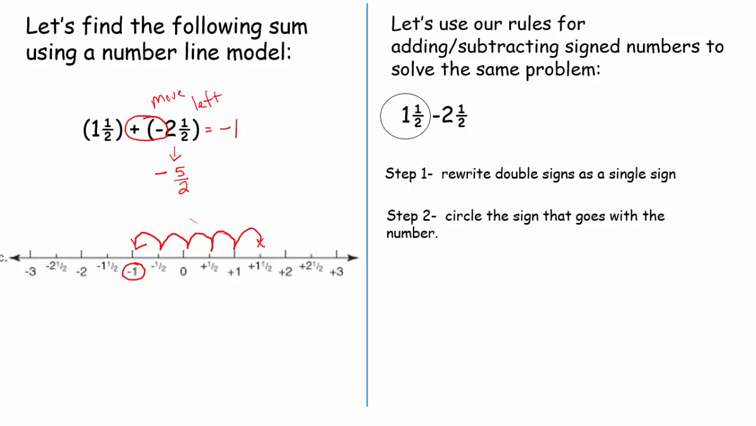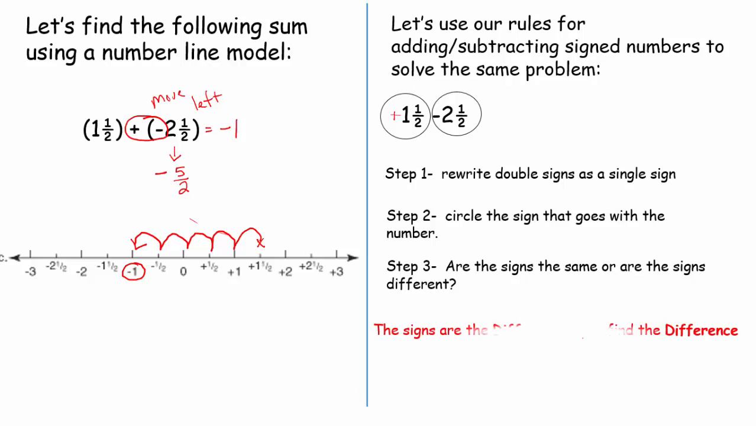Well, what's in front of that 1 1/2? If there's no sign, you know to assume it's a positive. Are those signs the same or are those signs different? One of them's a positive, the other's a negative. The signs are different, so we'll find the difference. I go ahead and I find the difference off to the side. So I take 2.5 minus 1.5, 1/2 minus 1/2, bye-bye. 2 minus 1 is 1.